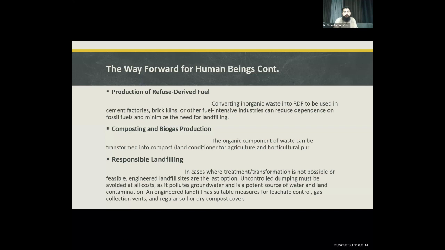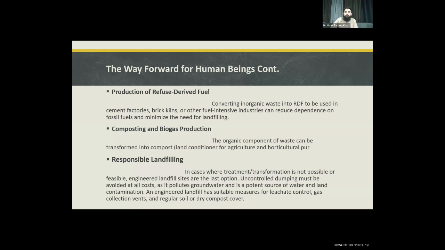So the way forward for human beings, continued: the production of refuse-derived fuel. Converting inorganic waste into refuse-derived fuel to be used in cement factories, brick kilns, and other fuel-intensive industries can reduce dependence on fossil fuels and minimize the need for landfilling. So basically, we need to use the waste materials as a fuel in fuel-intensive industries such as cement factories and brick kilns, so that we do not use other fossil fuels and we use the waste materials as well.